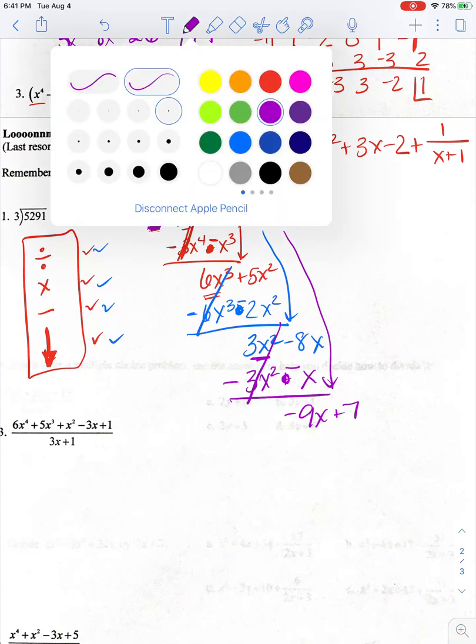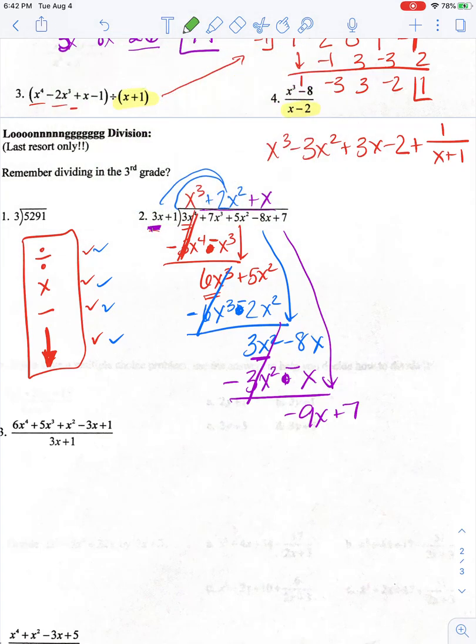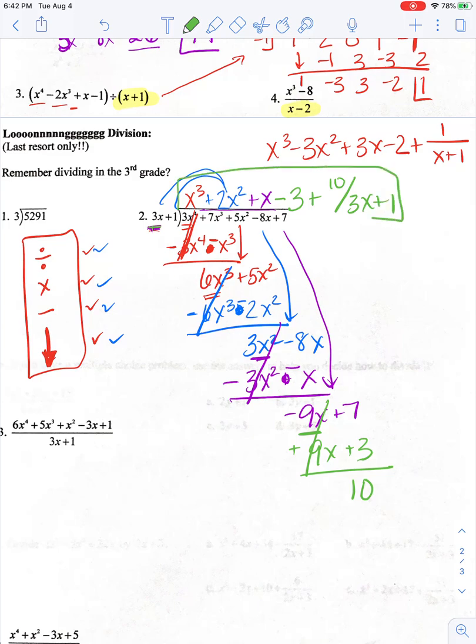And I divide 3x, let's see if I can pick another color. 3x into negative 9x, so that's going to be a negative 3. Multiply, so negative 9x minus 3. Change both your signs, those cancel, and that's a 10. That's my remainder. Hook it in with a plus sign and put it over what you are dividing by. There he is.